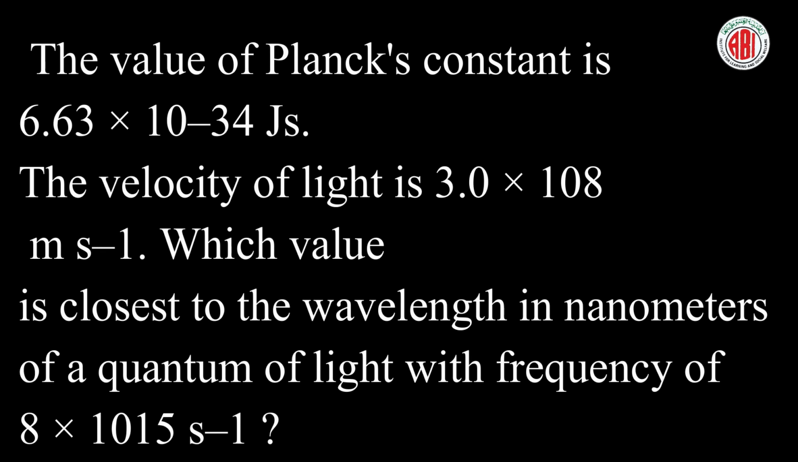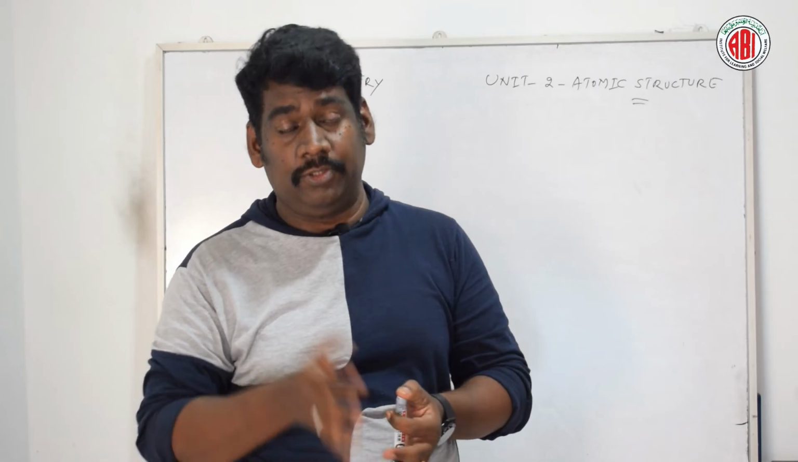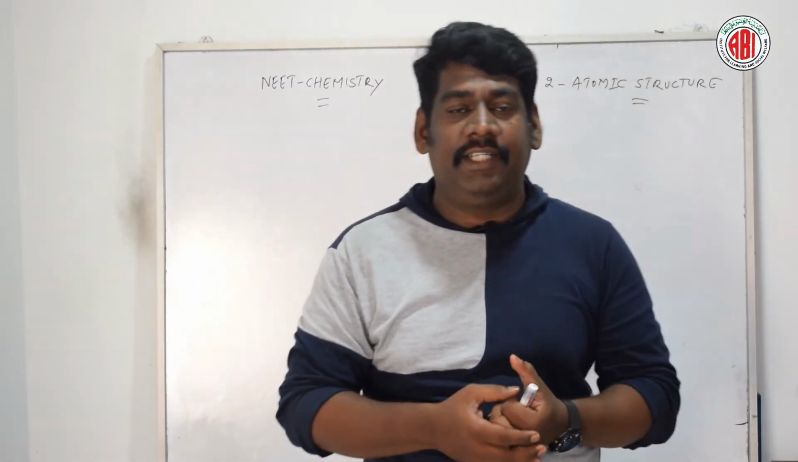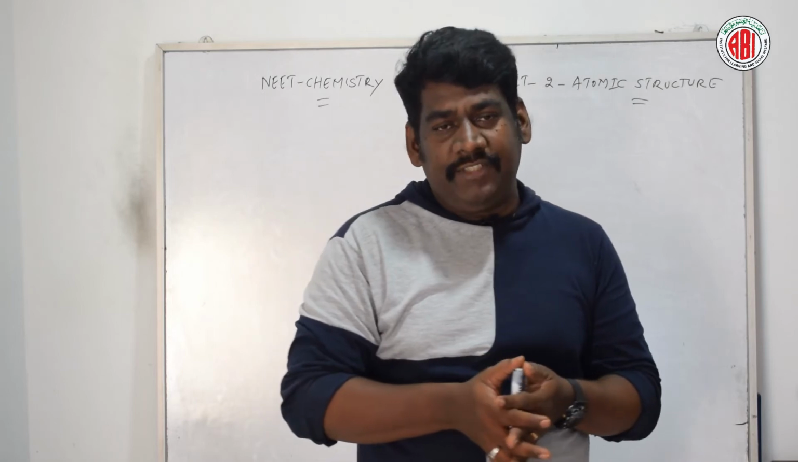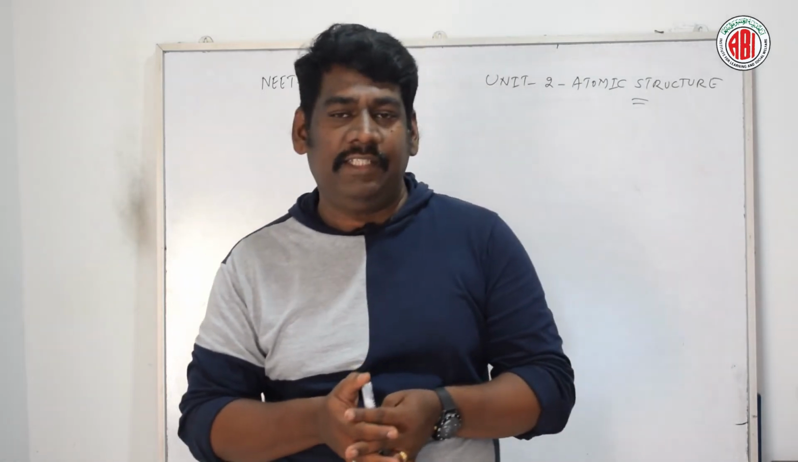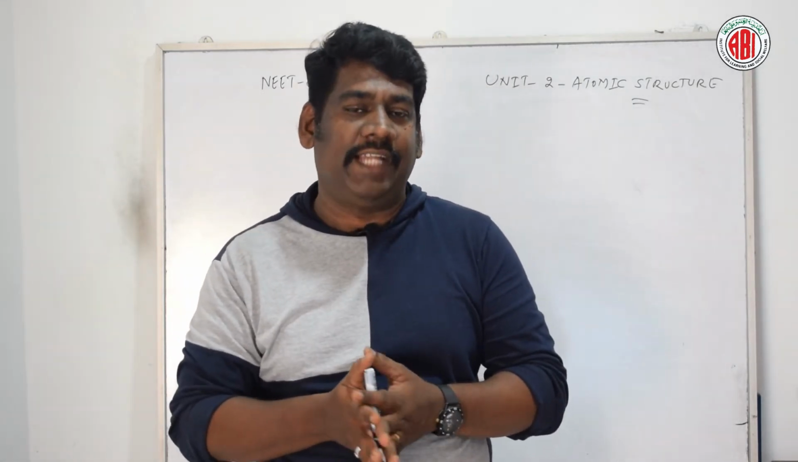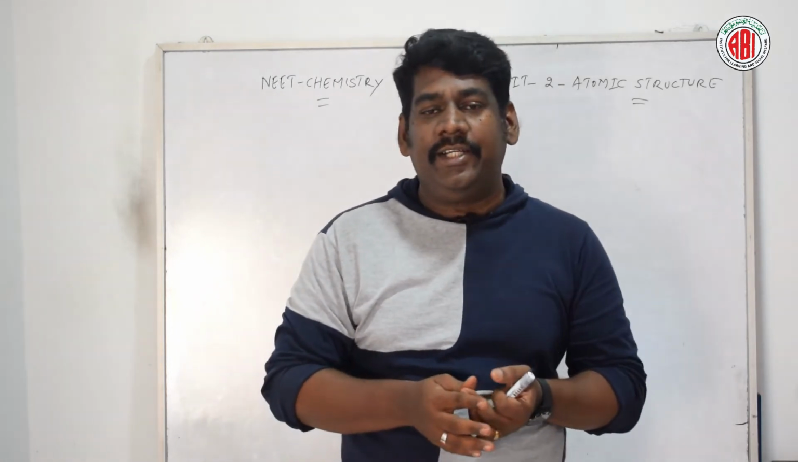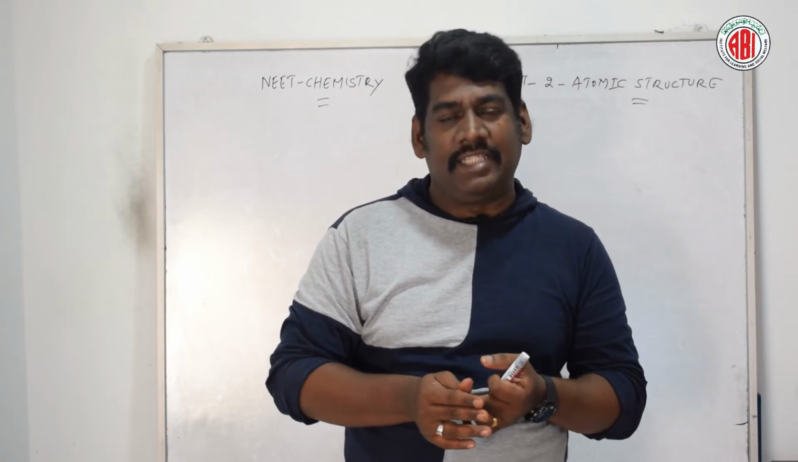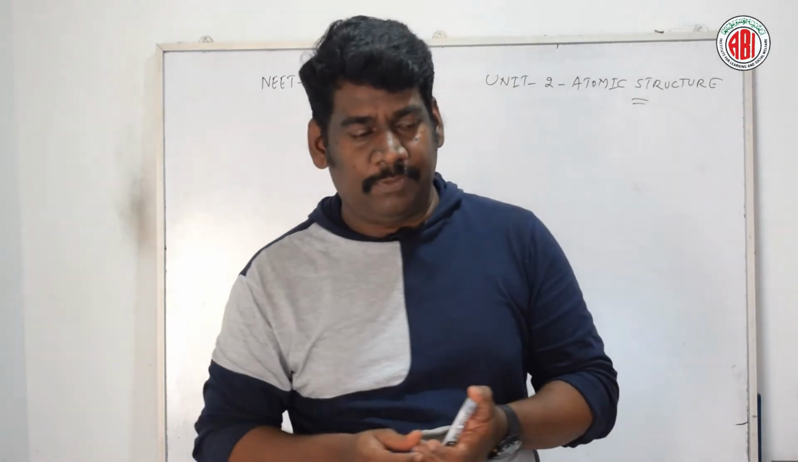Look at this question, guys. The value of Planck's constant is 6.63 into 10 to the power of minus 34 joule second. The velocity of light is given as 3 into 10 to the power of 8 meter per second. Which value is closest to the wavelength in nanometers of the quantum of light with frequency 8 into 10 to the power of 15 per second? Let us see how to solve this problem.